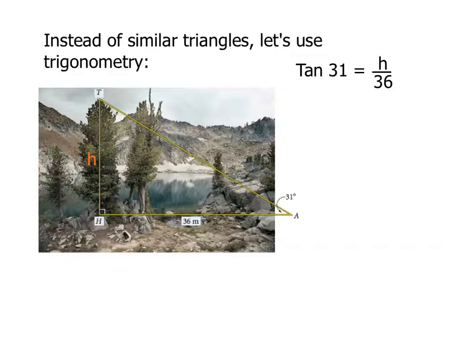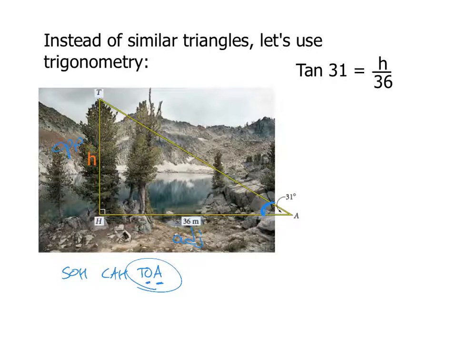We're going to go back to the tree problem for a minute. So we're going to write this equation. If we look at this triangle, we know that this angle here is a 31-degree angle. We know that the adjacent side is 36, and we're looking for the opposite side, which is the height. So if we think of this SOHCAHTOA thing, we realize that we have the opposite side and the adjacent side, so we're using tangent. And that's where we'll write that equation. Tangent 31 equals h over 36.